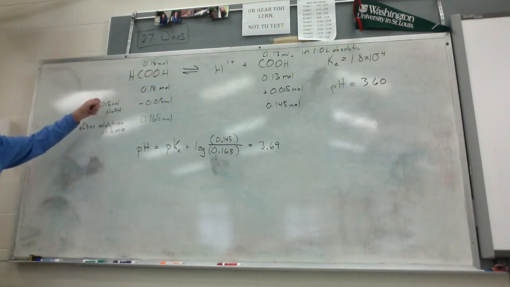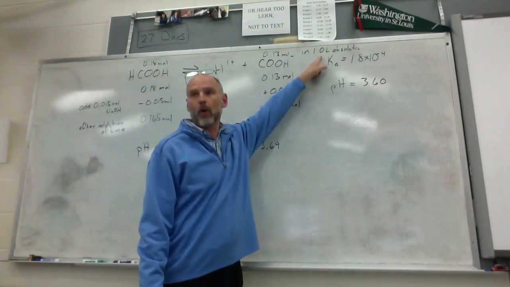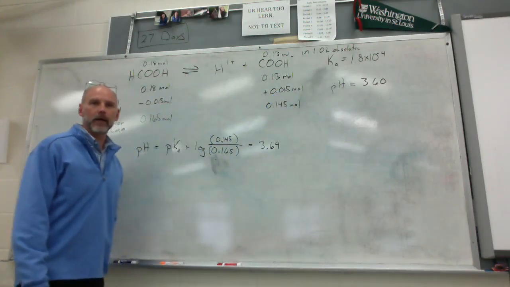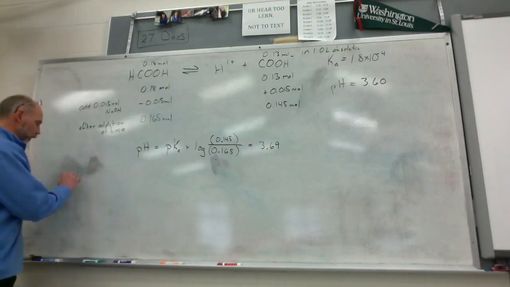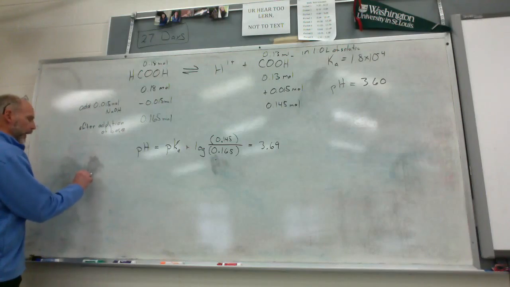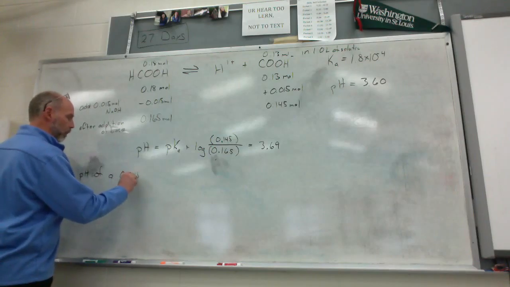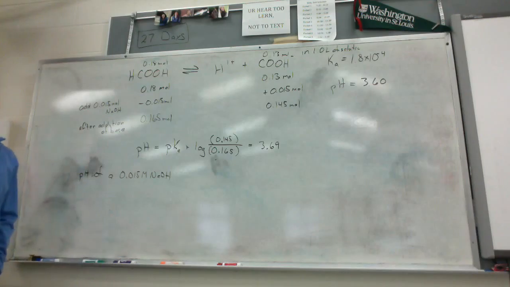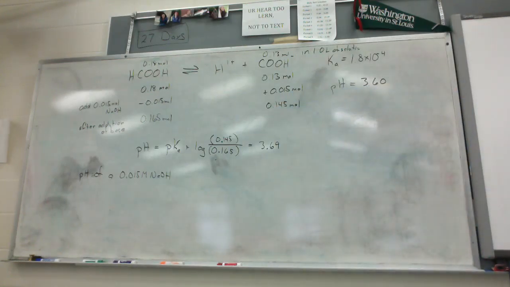If I had added this number of moles of sodium hydroxide to just 1 liter of pure water, what would the concentration of the sodium hydroxide have been? 0.015 molar. Would you guys agree? Watch this. So now we want to find the pH of a sodium hydroxide solution. Let's just do that for fun. How would you find the pH of a 0.015 molar sodium hydroxide solution?